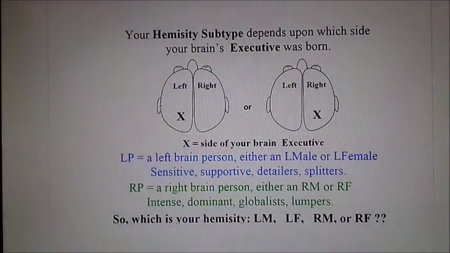If your executive was born on the left, then you are a left brain-oriented person, either a left male or a left female. Left brainers are more sensitive, supportive, detailers, and splitters. If your executive was born on the right, then you are a right brain-oriented person, either a right male or a right female. Right brainers are more intense, dominant, globalists, and lumpers. So, which is your Hemisity? Are you an LM, LF, RM, or RF?